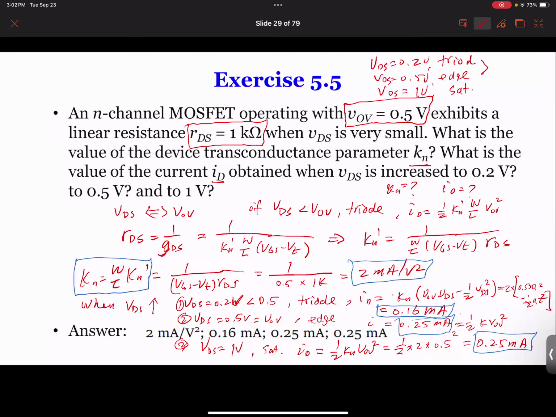And in the triode region, you can use Kn times W over L times VOV times VDS minus 1/2 VDS squared. But for this one, you can use 1/2 Kn W over L VOV squared. So that's two different equations. So based on that, you can now find out what the actual relationships are between the voltage and current.